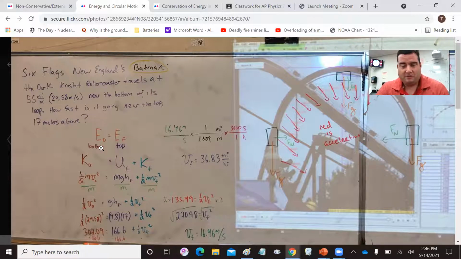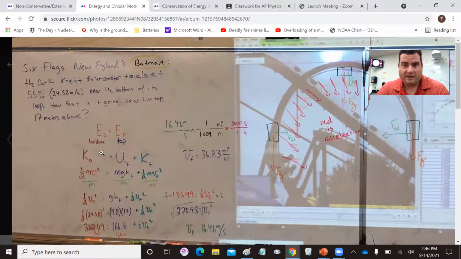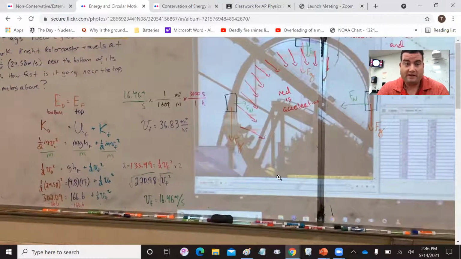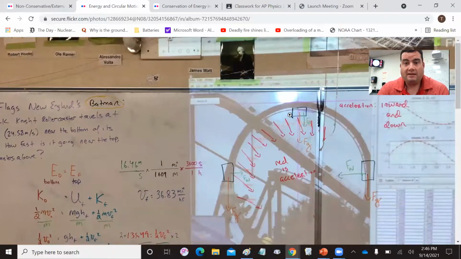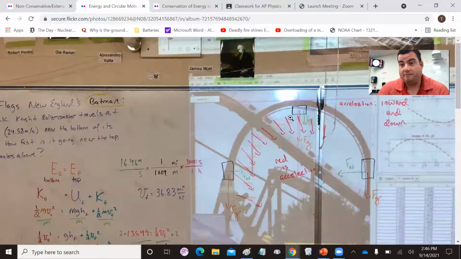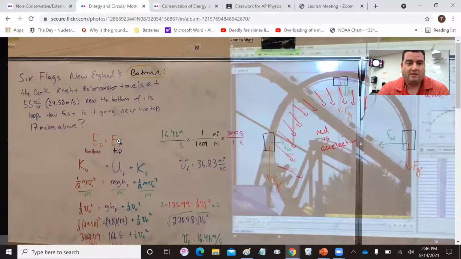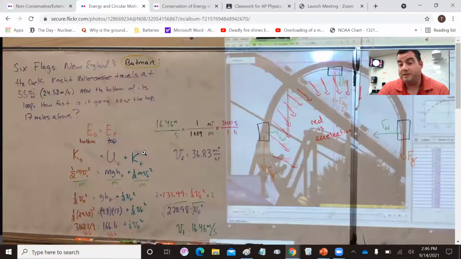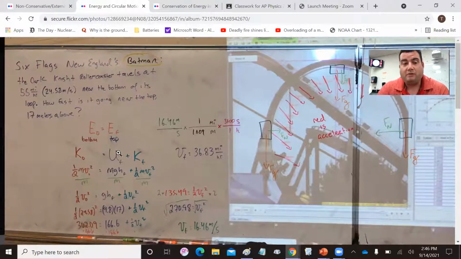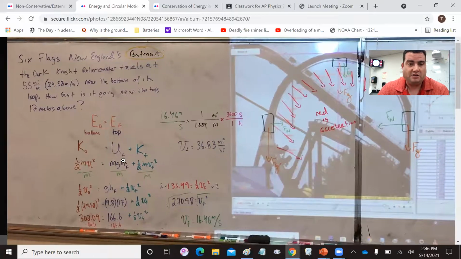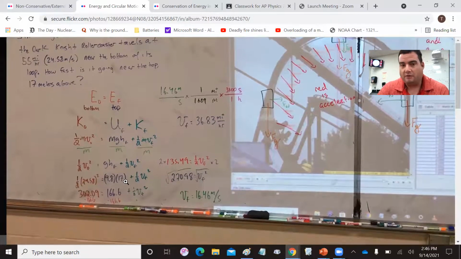The next step I have them do is identify what types of energy they have in each location. At the bottom, our roller coaster car is moving fast. It has kinetic energy. At the top, it's gained potential energy because it's gotten high, and it's probably still moving. So I have them list, as E final, the sum of those two types of energy. From that point forward, they can just plug equations in. We know the equation for kinetic energy, the equation for potential energy, and typically there will only be one unknown. We can solve for what the final velocity is at the other location.